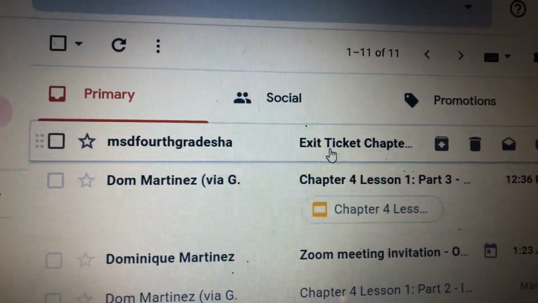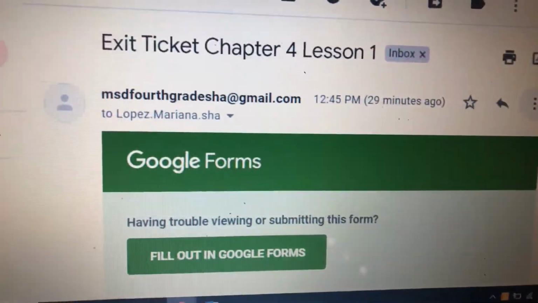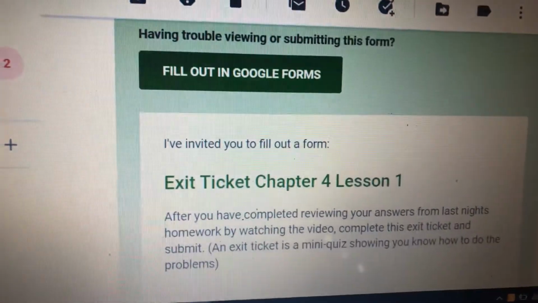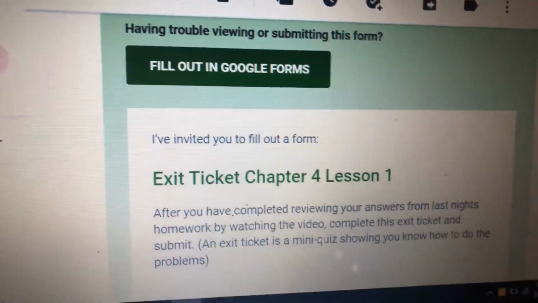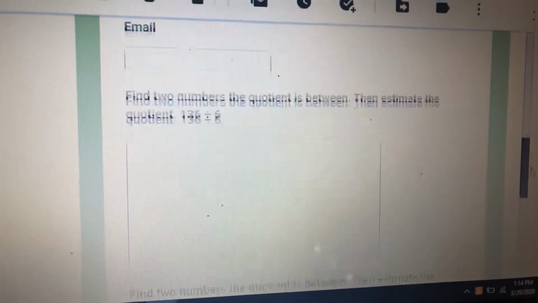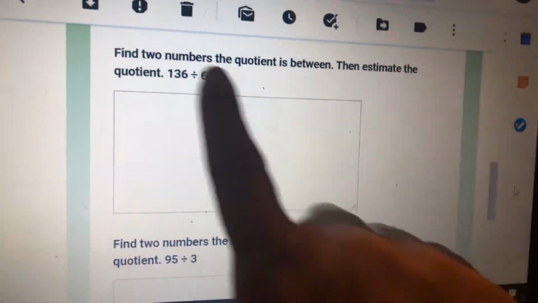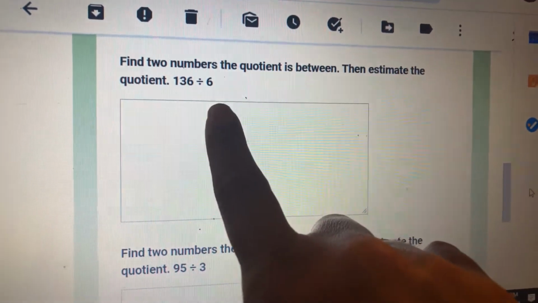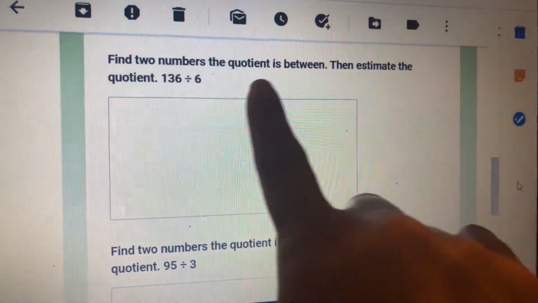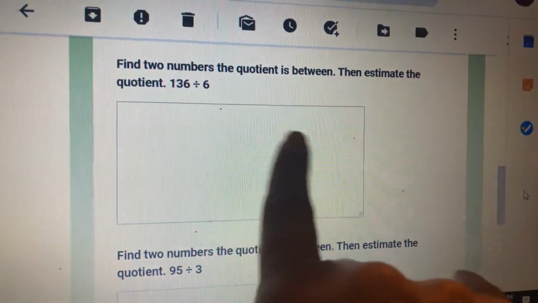So I've invited you to do an exit ticket on the chapter. And what this is, is a mini quiz. So it's on Google Forms. So all you would do is click on fill out in Google Forms. I'm not going to do it, because this is Mariana's, so I'm not going to do it for her. But you have 2 questions on here that are similar to the ones you've been working on all week. So find the 2 numbers the quotient is in between. Then estimate the quotient.